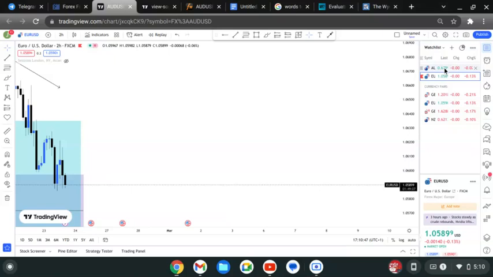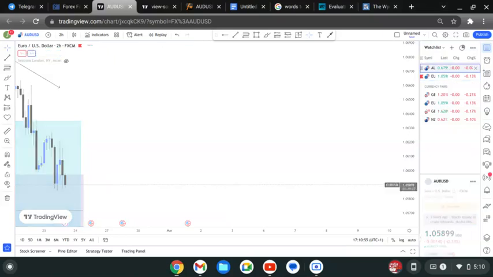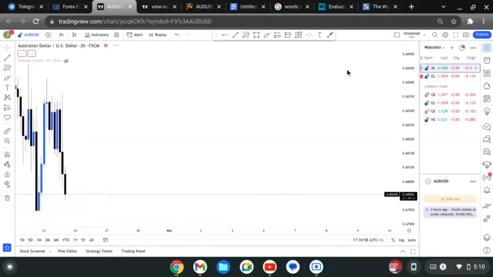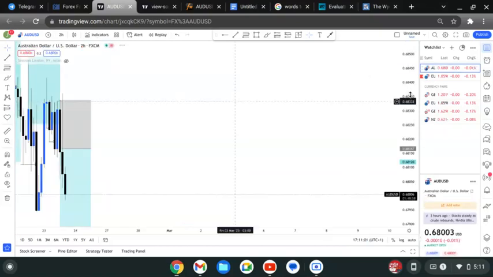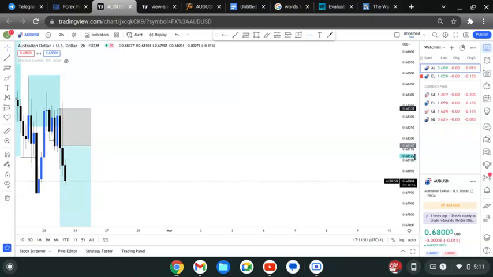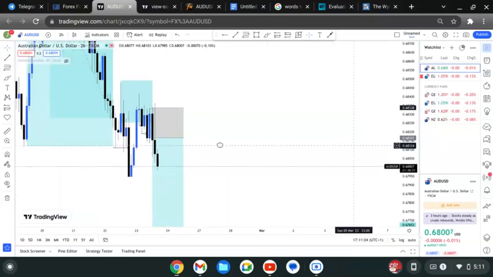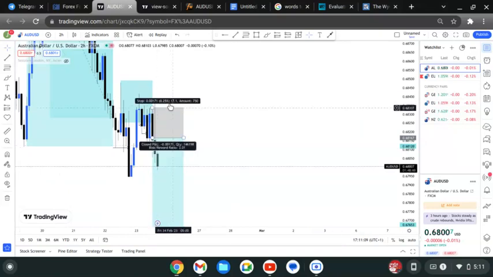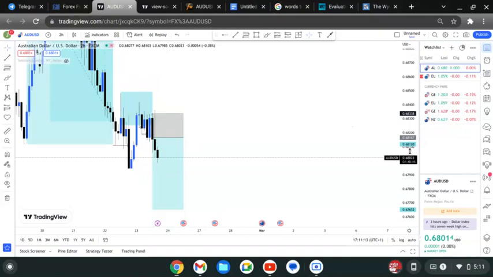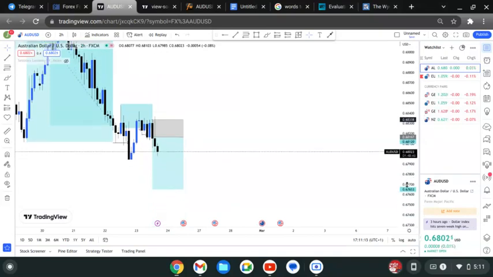AUD USD. Let's go. Man, can you imagine? This trade just wicked above my stop loss. Now it's selling. What in the world?